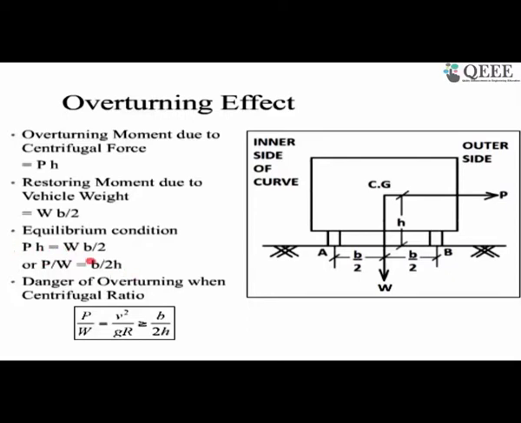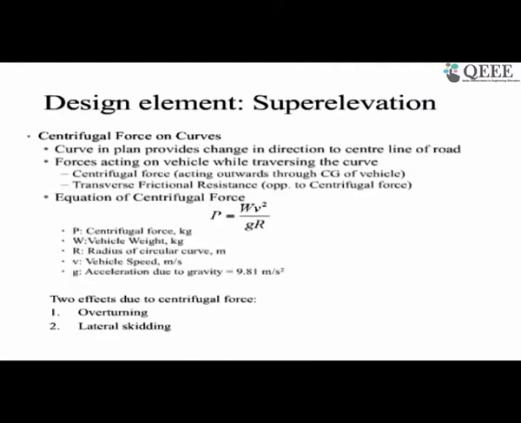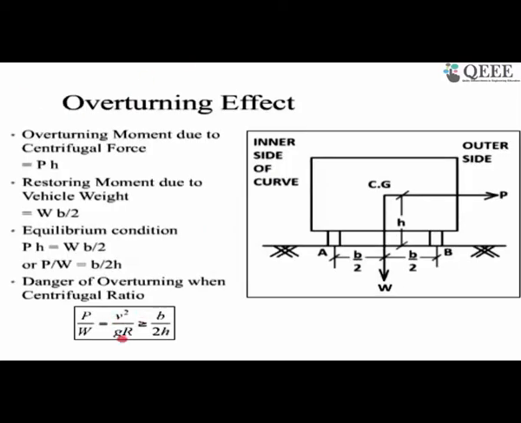Now if we consider P by W, it becomes V by 2H. The danger of overturning, or basically when it is going to overturn, is when P by W is greater than or equal to V by 2H. If you recall the previous slide, we said P equals W v square by gR. So P by W is equal to v square by gR. That means if v square by gR is greater than or equal to V by 2H, there is a danger of overturning due to centrifugal force.